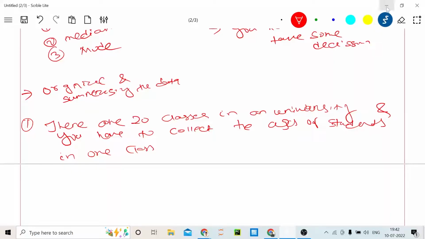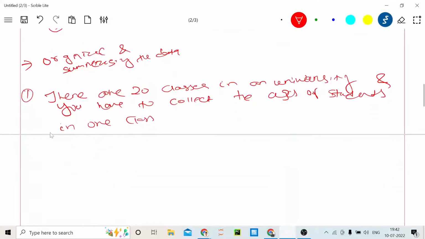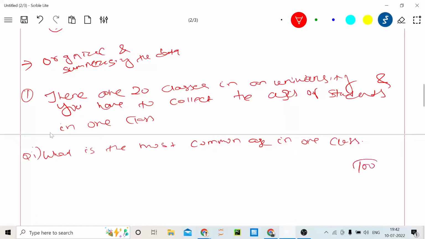Then I will ask you question number 1: what is the most common age of the students in one class? When I ask what the most common age in one class is, suppose there are 100 students in one class. You may take every age one by one and calculate which age comes up most of the time. That is actually called the mode. I will teach you what mean, mode and median are.